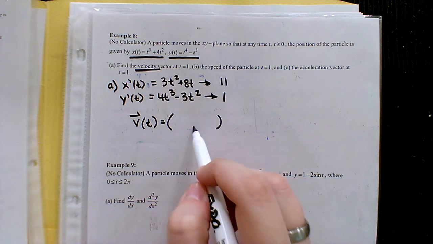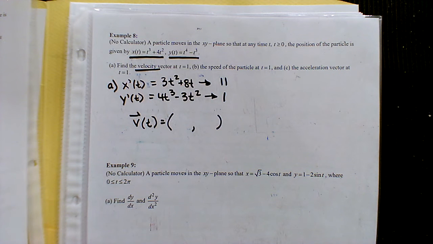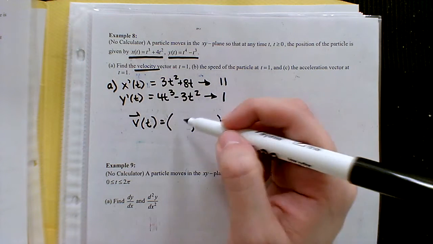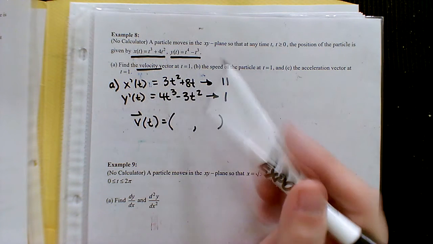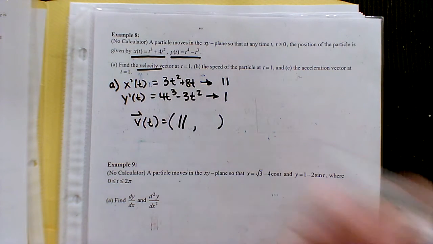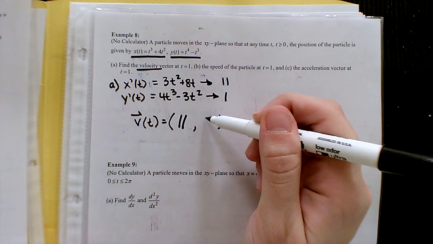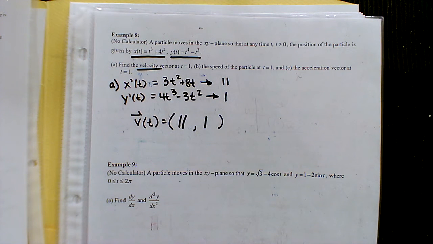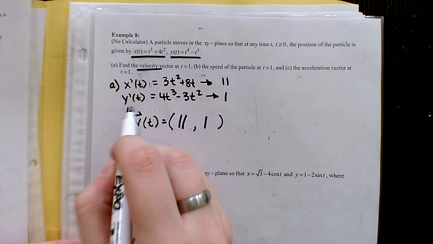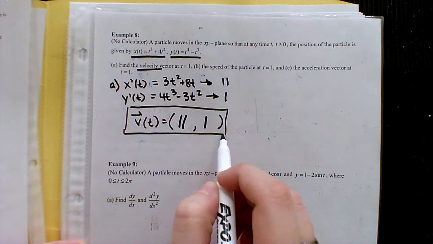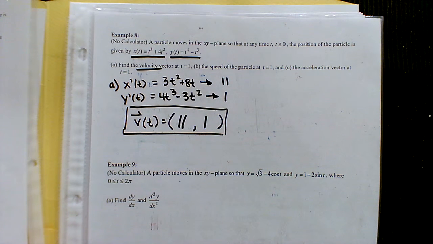And this is going to look like an ordered pair. You can use parentheses or those wide arrows, those chevrons. And kind of like an ordered pair, it normally goes x, y. We'll put the rate of x change first and the rate of y change second. That's our velocity vector. Not too bad.